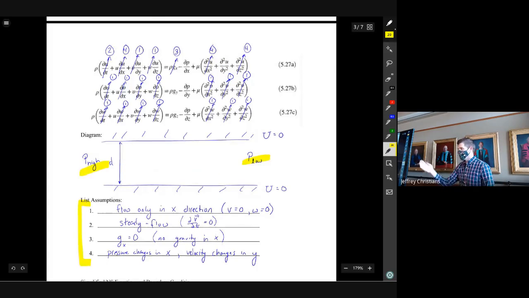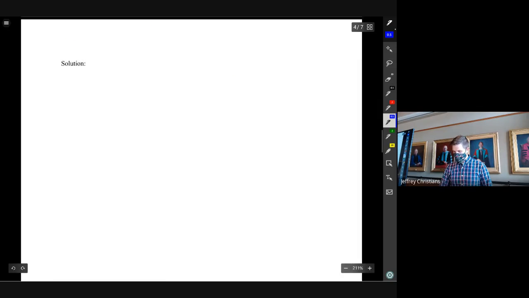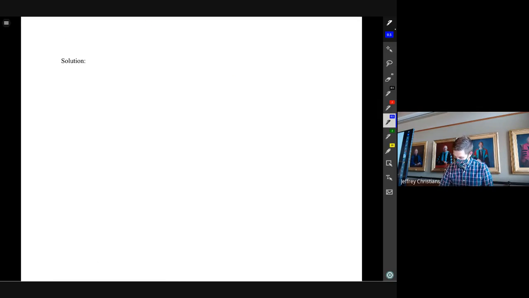We crossed out almost every term, but we had a couple that were left. That got us this simplified version. We got two boundary conditions because of the no-slip condition, right? Simplified Navier-Stokes, and the no-slip condition gives us our boundary conditions. What we're going to do now is solve it and see some of the stuff that we can actually begin to describe if we can solve the Navier-Stokes equation. So let's get a solution.